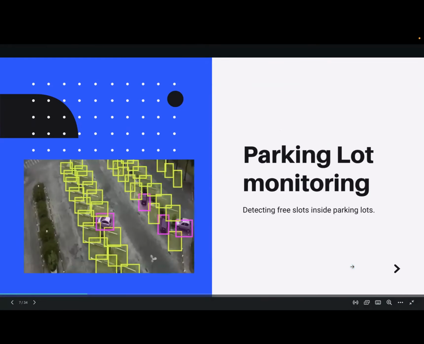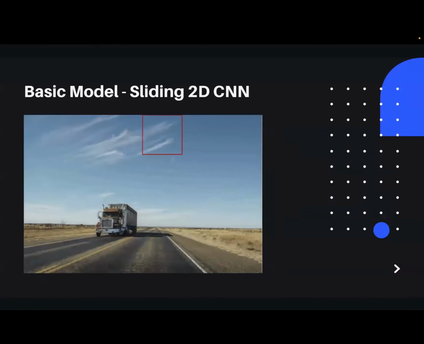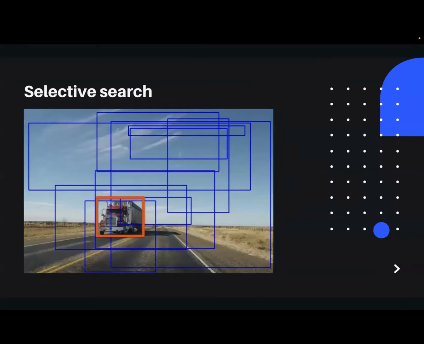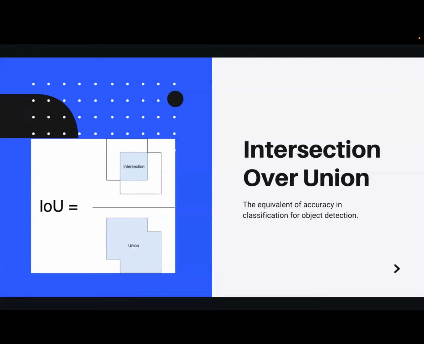And the final example is parking lot monitoring. We spoke about the most basic algorithm, which is just a sliding 2D CNN. We spoke about how to improve it in terms of speed, and the algorithm used to propose more optimal shapes and sizes for the regions of interest, which is selective search. We also spoke about intersection over union and how it is used to convert an object detection task into a classification task.